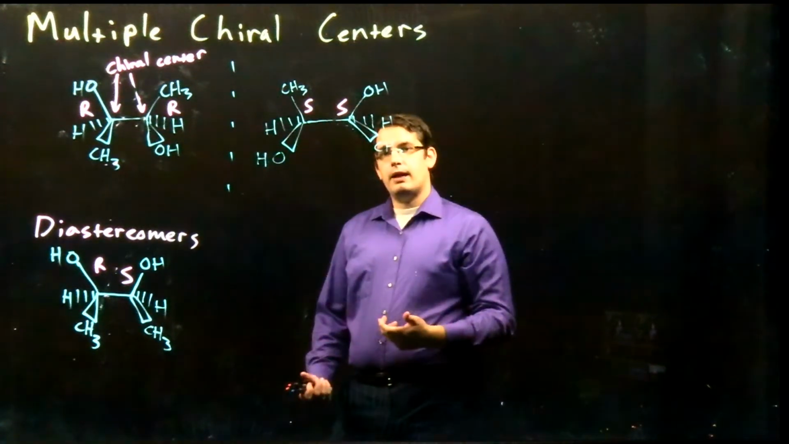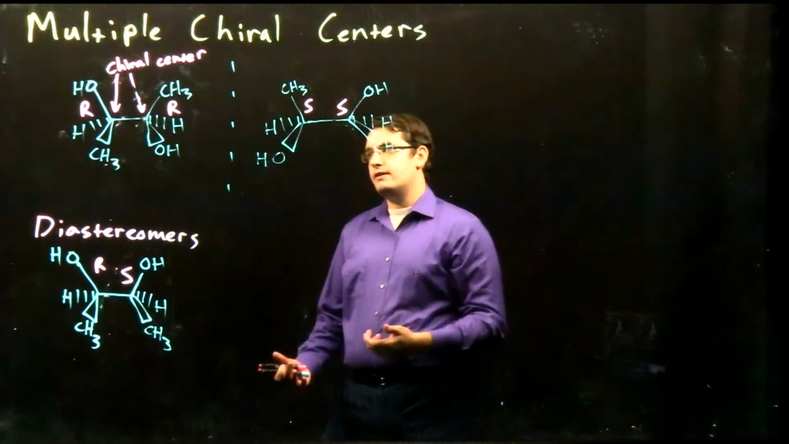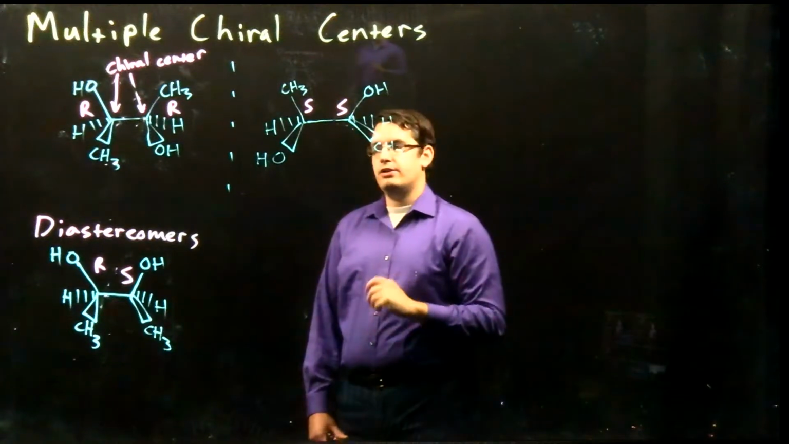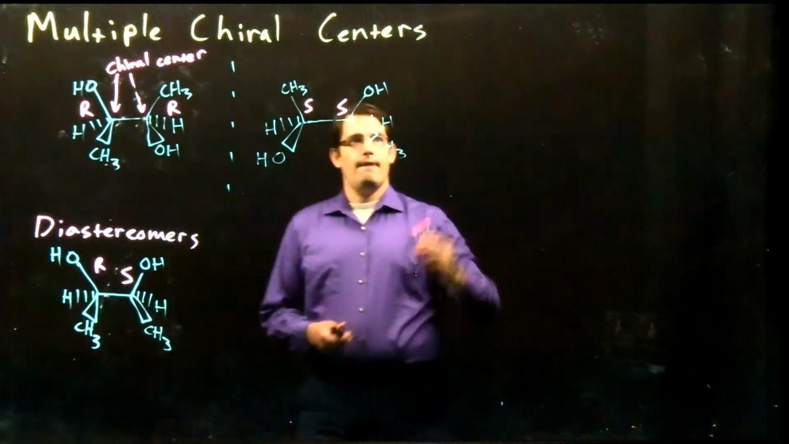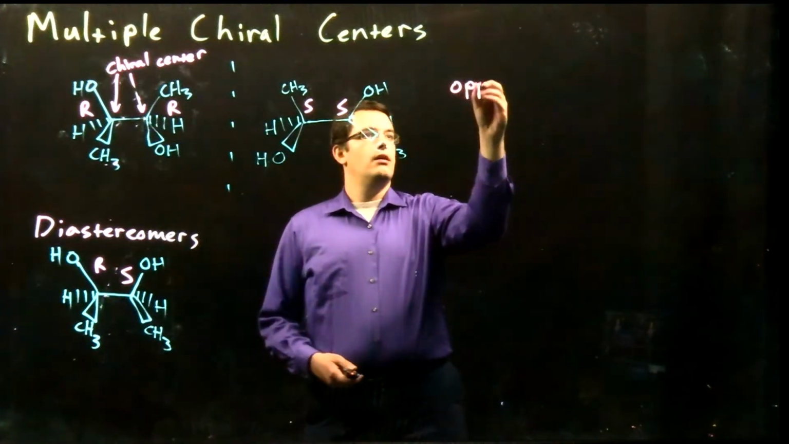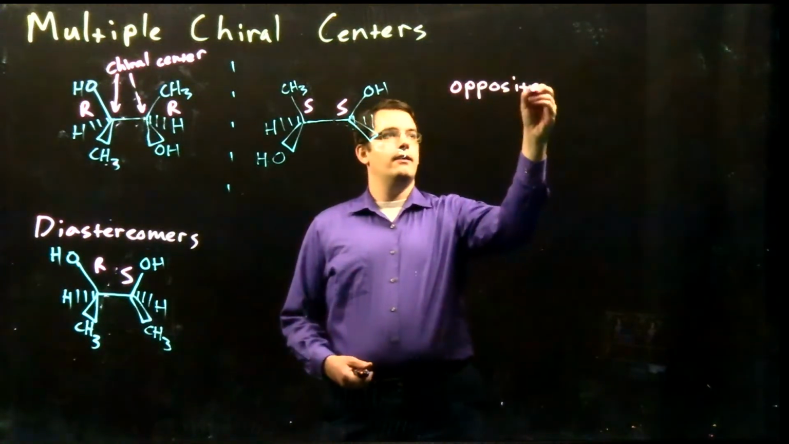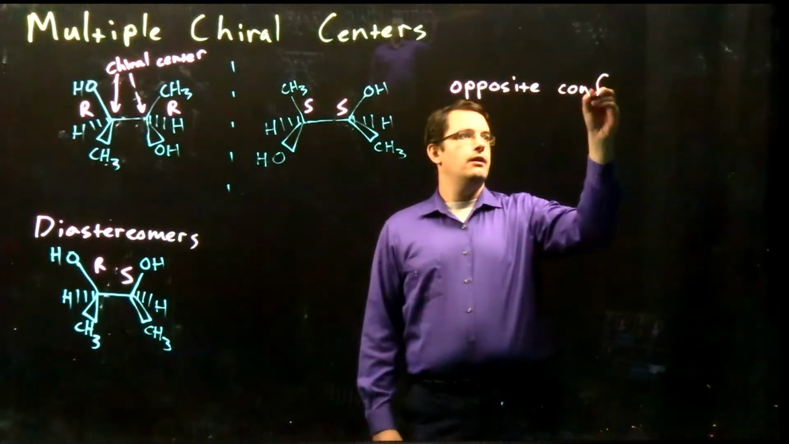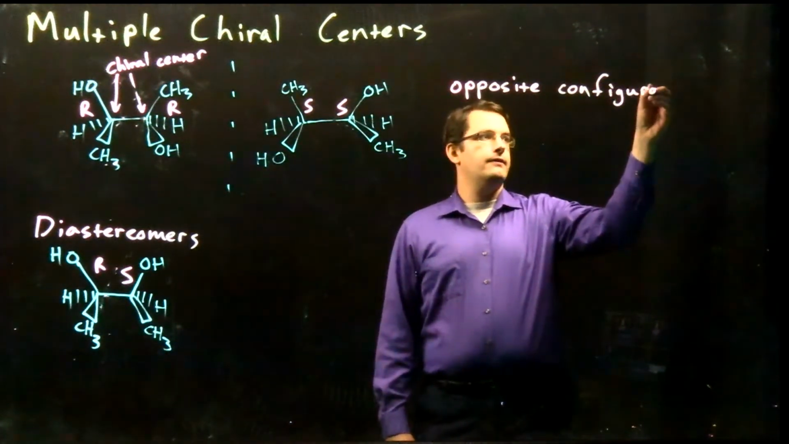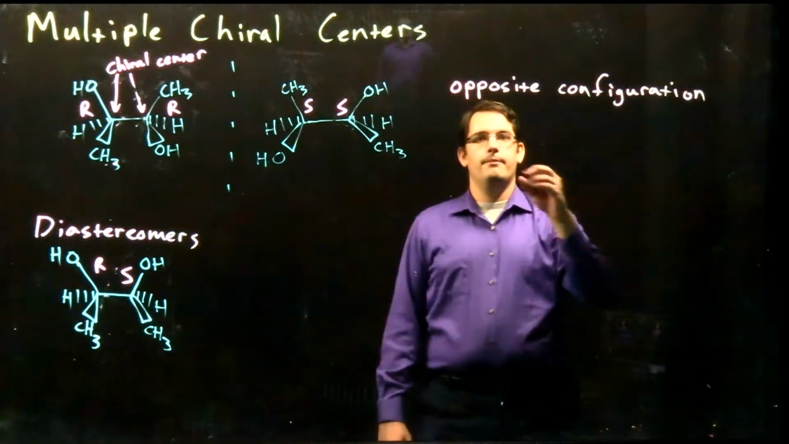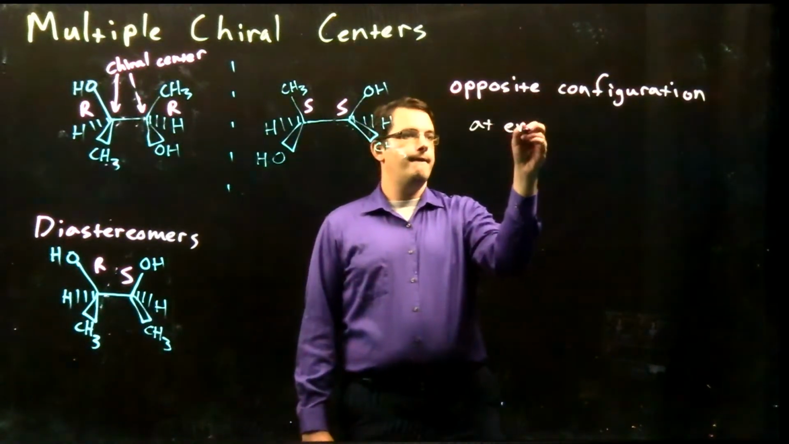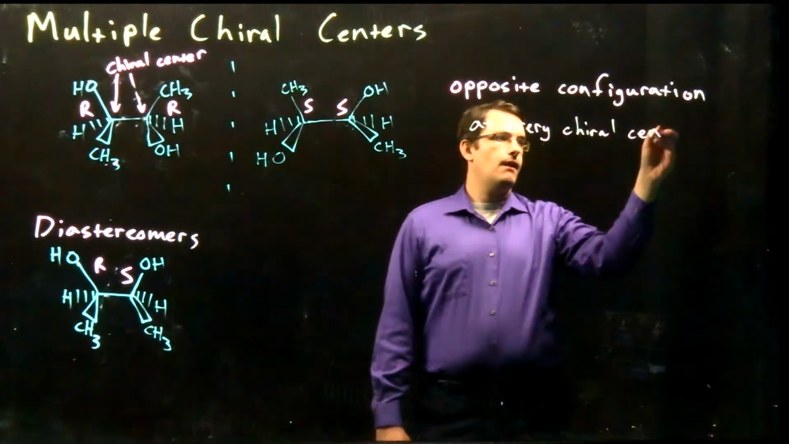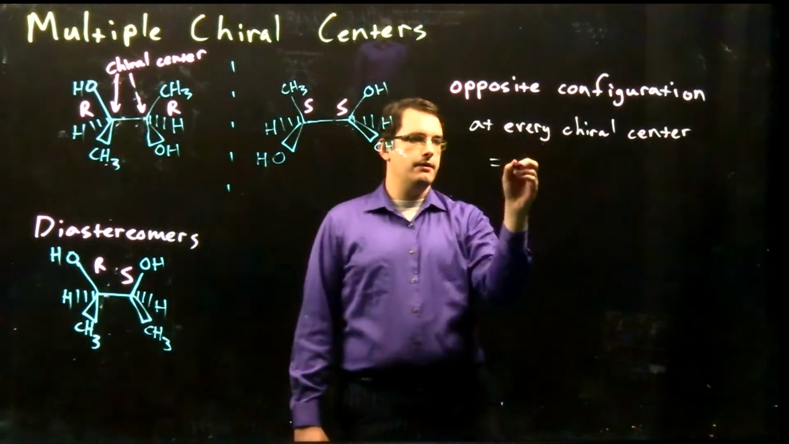So whenever we have multiple chiral centers, we'll have some enantiomers. Enantiomers will always have the opposite configuration at every chiral center. So note that we have the R for both of our chiral centers, and we have the S for both of our chiral centers for the enantiomer. And that will indicate our enantiomer.